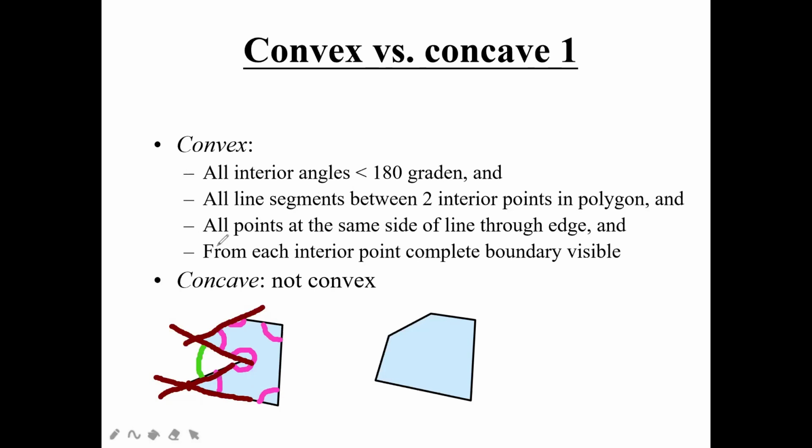The third point says that all points are on the same side of the line through an edge, and from each interior point you can see a complete boundary which is visible. So now you can see everything is closed, and you can visualize the boundary. As there is no open side, you can call it convex. But what do we mean by concave? Concave means which is not convex.